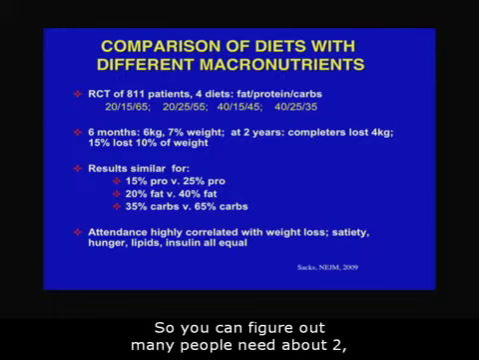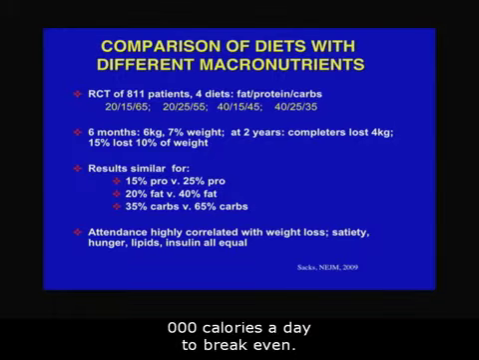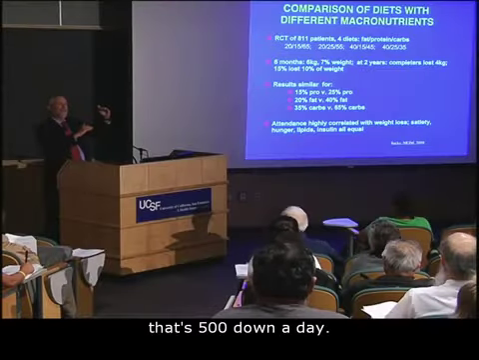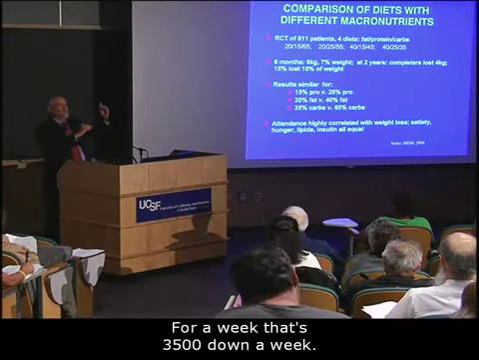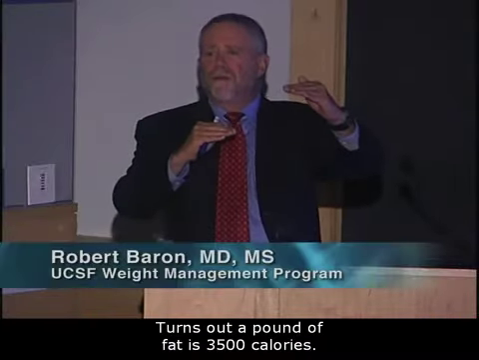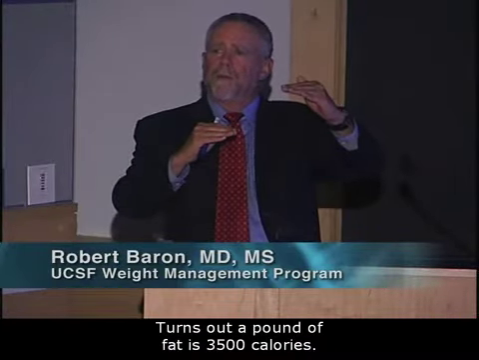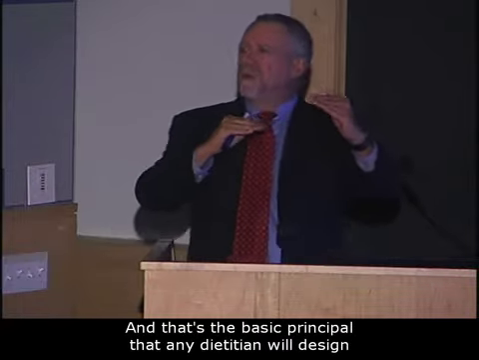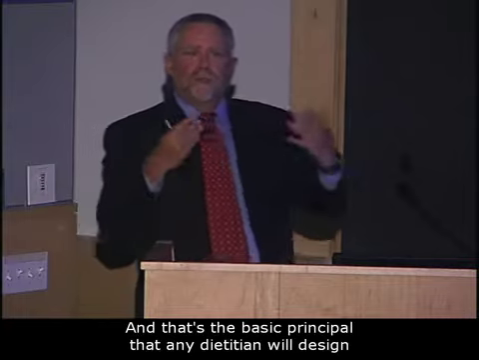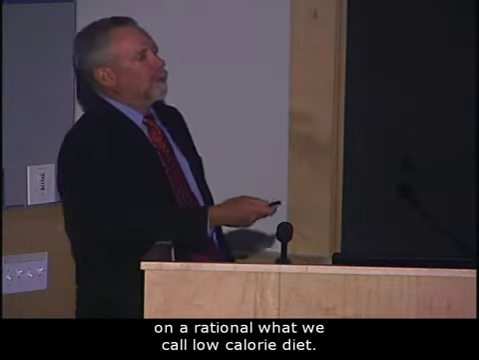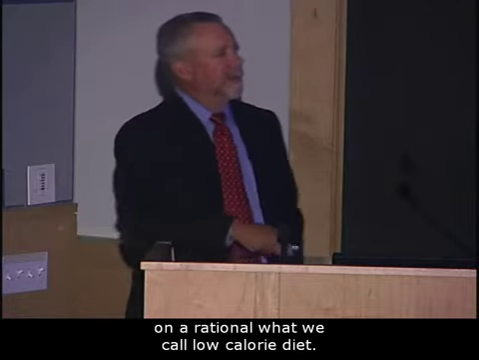So you can figure out, many people need about 2,000 calories a day to break even, to maintain their current weight. If you eat 1,500, that's 500 down a day. For a week, that's 3,500 down a week. It turns out a pound of fat is 3,500 calories in a bomb calorimeter, and so you lose a pound of fat per week. That's the basic principle that any dietitian will design for you as a strategy on a rational, what we call low-calorie diet.